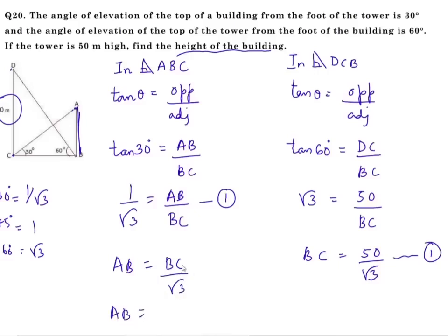Now substitute the value of BC from equation 1. What is the BC value? 50, root 3 into 1 by root 3 as it is. Now 50 into 1 is 50, root 3 into 3, root 3 into root 3 is 3. Therefore the height of the building is what? 50 by 3, meter. Therefore it is 50 by 3 meters.